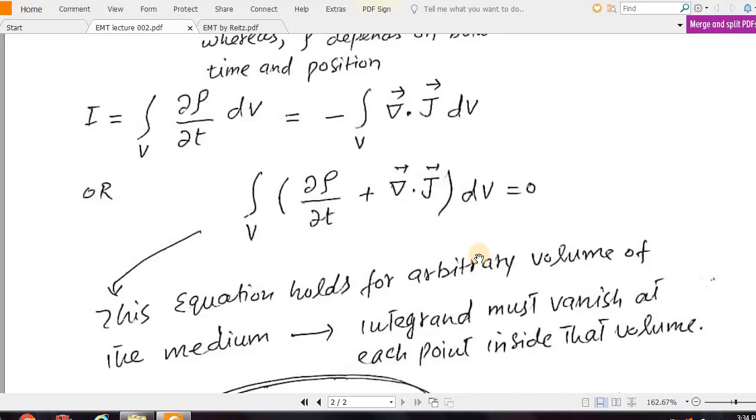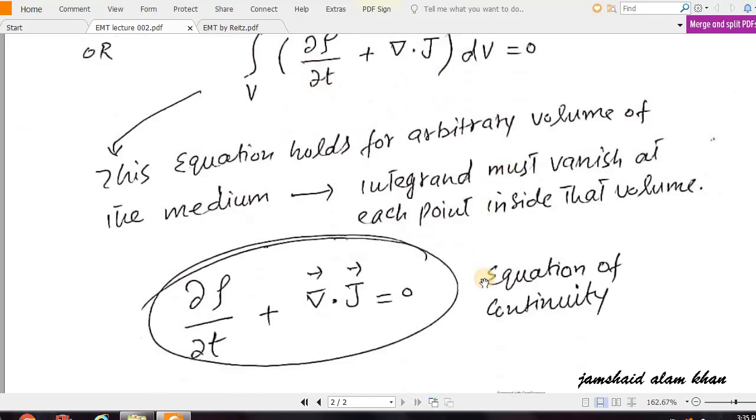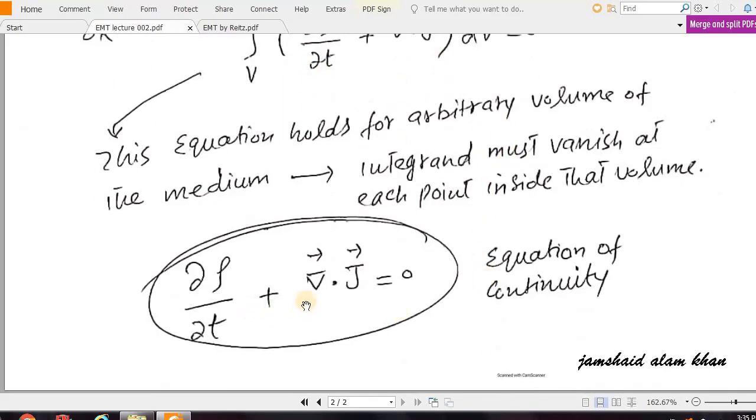Here, this equation holds for an arbitrary volume of the medium. So the integrand, or the bracket term, must vanish at each point inside the volume. So partial rho over partial t plus del dot J is equal to 0. This equation is known as the equation of continuity.